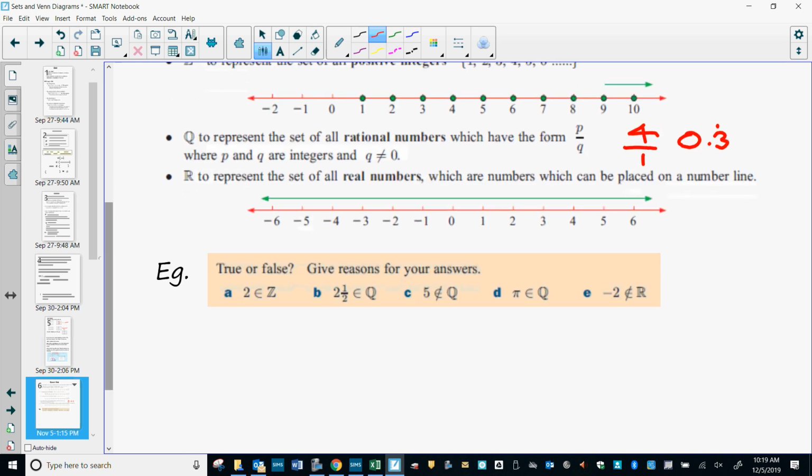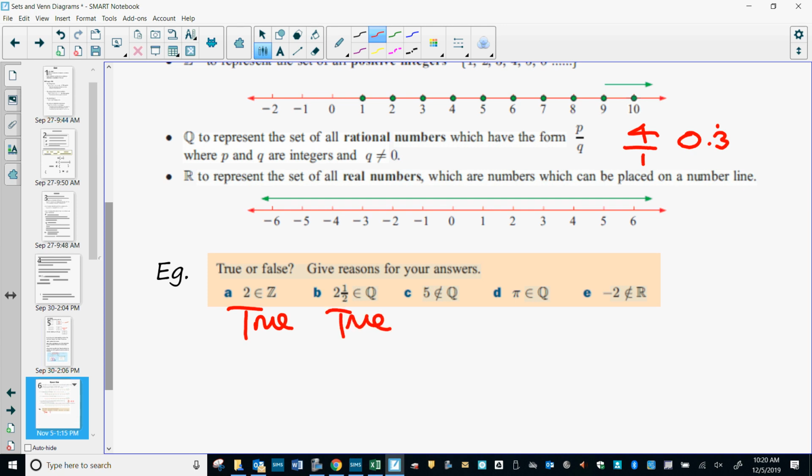What did this symbol mean? Member of set. So would I say this is true or false? 2 is a member of Z. So what's Z? Integers. So is 2 a member of the integers? Yes. So that's true. That was an easy question. What did Q mean? Rational numbers. And what's special about rational numbers? They can be written as a fraction. We've got 2.5. Can that be written as a fraction with one number on the top and one on the bottom? So is that true or false?